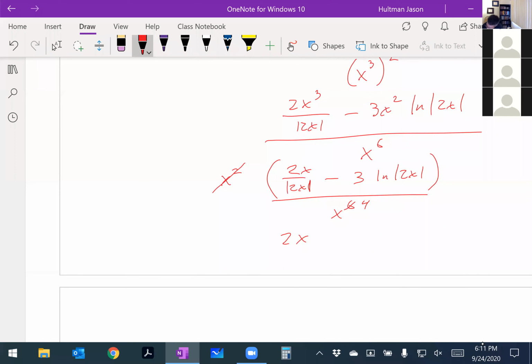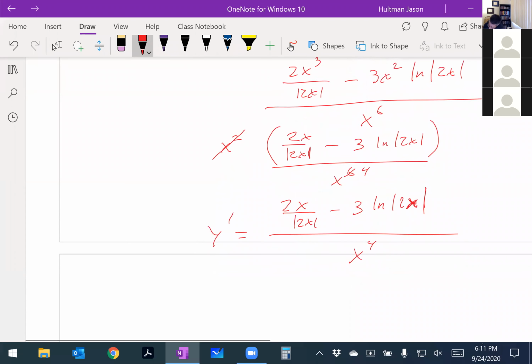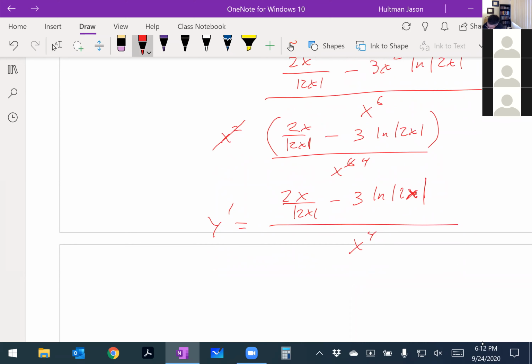So 2x over absolute value 2x minus 3 times the natural log of absolute value 2x all over x to the 4th power. Okay, and then, well, this is y prime. Okay, I could go a tiny bit further if I wanted to, but you don't have to. You could stop here.